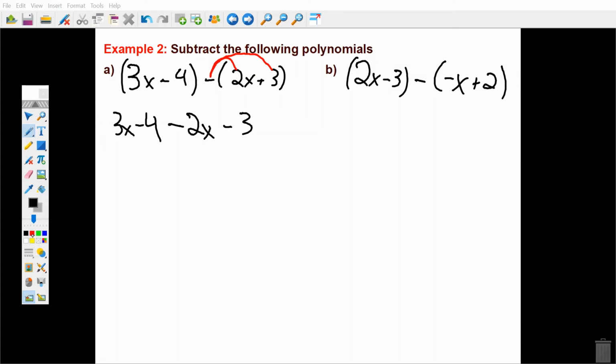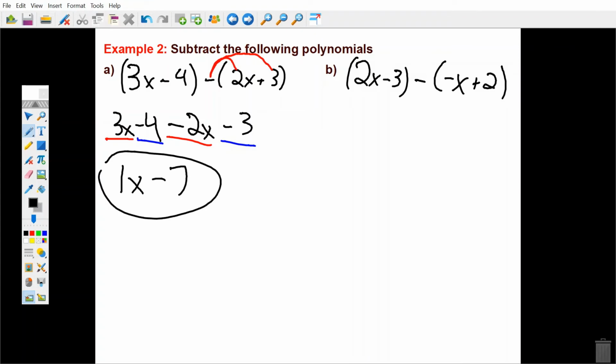Now, once again, we're back to a 5.2 looking question. Gather our like terms and combine them. 3x minus 2x is 1x. Negative 4 minus 3 is negative 7. So once again, if there is a subtraction sign there, you have to distribute it to everything in that next set of brackets, which will flip the signs.